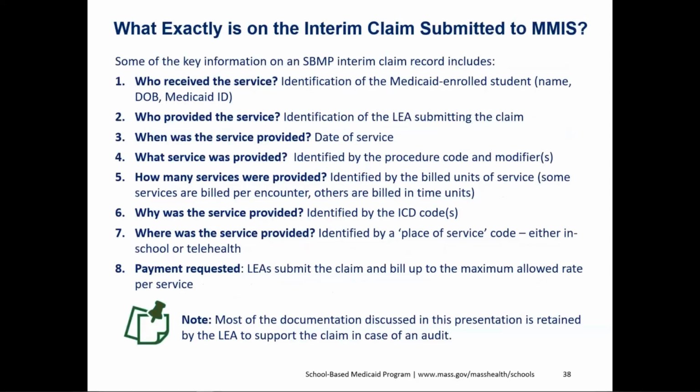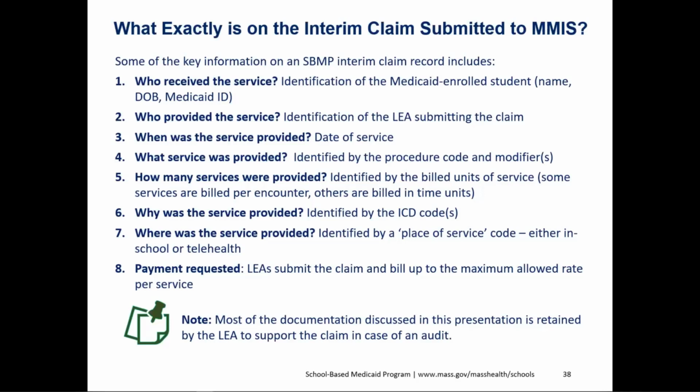We do often get the question of what exactly is on the interim claim that's submitted to MMIS, the Medicaid claim processing system. The information on an SBMP interim claim record is: who received the service, identifying the Medicaid enrolled student by name, date of birth, and Medicaid ID number; who provided the service, identifying the LEA or school district submitting the claim; when the service was provided, that's the date of service; and what service was provided, identified by the procedure code and modifier. The modifier indicates whether it's pursuant to an IEP or not, or provided in district or out of district.